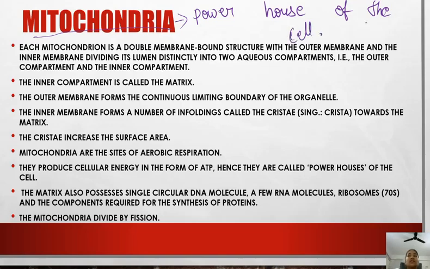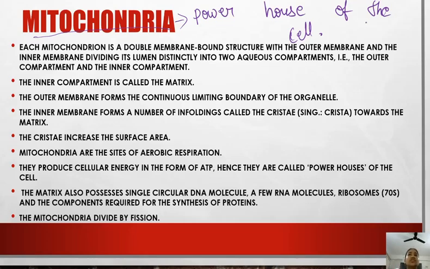So this cell carries out so many functions: synthesis of proteins, lipids, carbohydrates, nucleic acids. These many things the cell carries out. So from where does it get the energy? From where does it get this energy? That's also something to think about, right? So it gets energy from the mitochondria, which is the powerhouse of the cell.